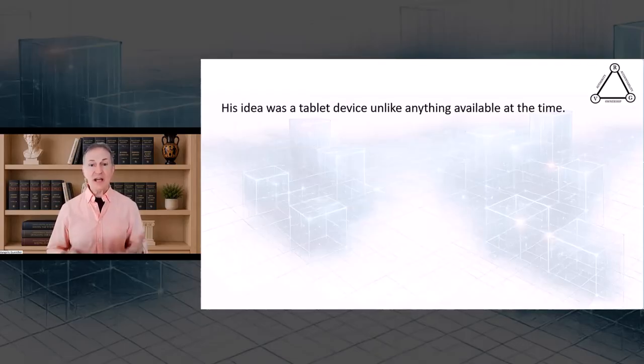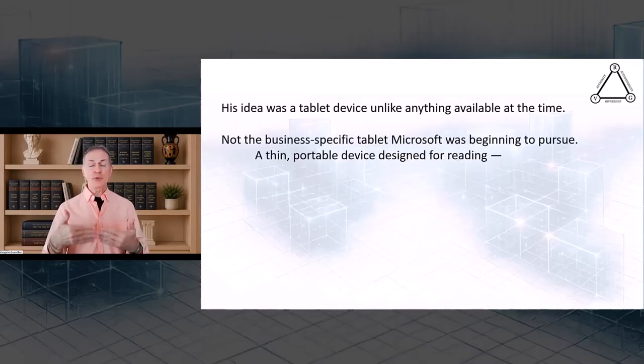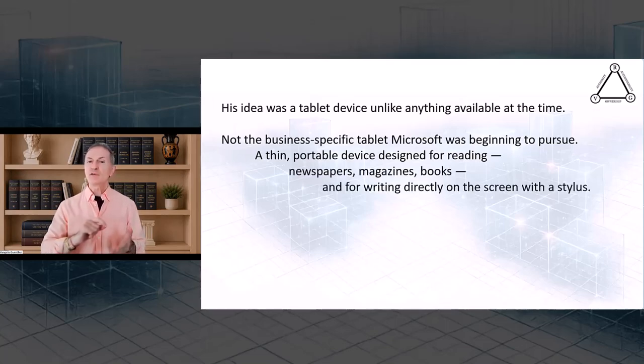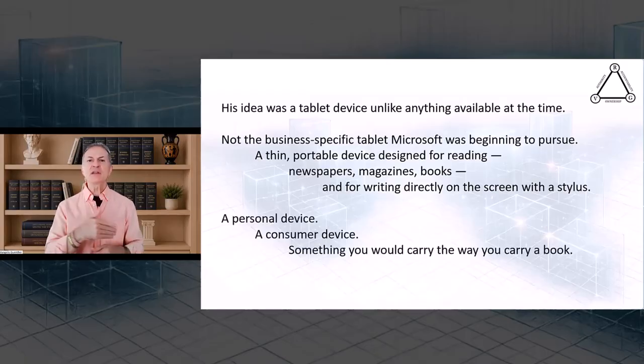His idea was a tablet device, unlike anything available at the time, not the business-specific tablet Microsoft was beginning to pursue. A thin, portable device designed for reading newspapers, magazines, books, and for writing directly on the screen with a stylus. A personal device, a consumer device, something you would carry the way you carry a book.